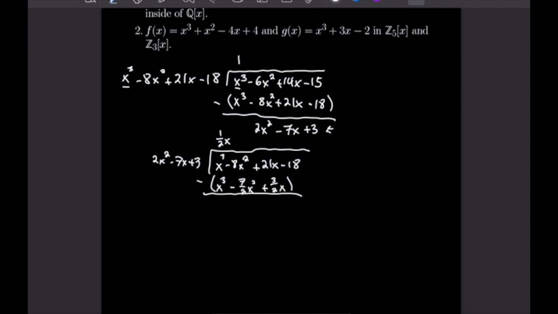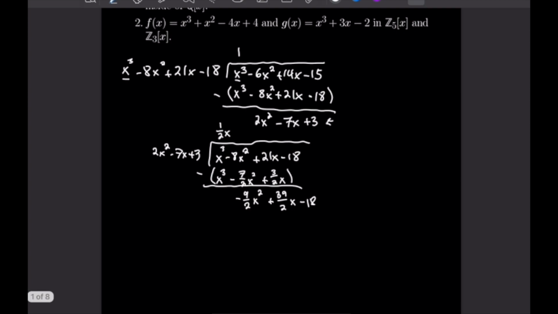Well, our x cubes are going to cancel out. Then we'll have a plus 7/2 x squared. So what happens when we add 7/2 to negative 8? Well, let's see, negative 8 is negative 16/2, so that's going to give us negative 9/2 x squared. And then we have 21x minus 3/2 x. Well, 21x is 42/2, and since we're subtracting 3 from 42, that will give us 39/2, so we'll have plus 39/2 x, and then we can just drop that negative 18 down here. Great.